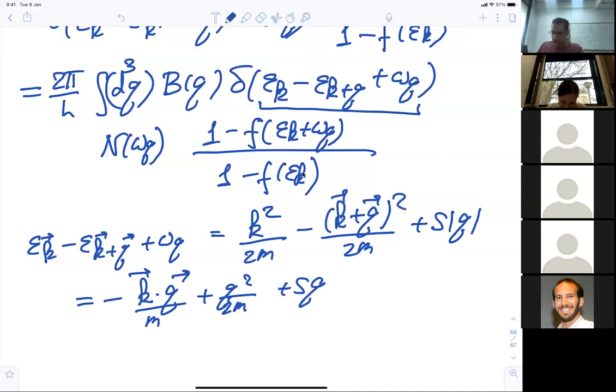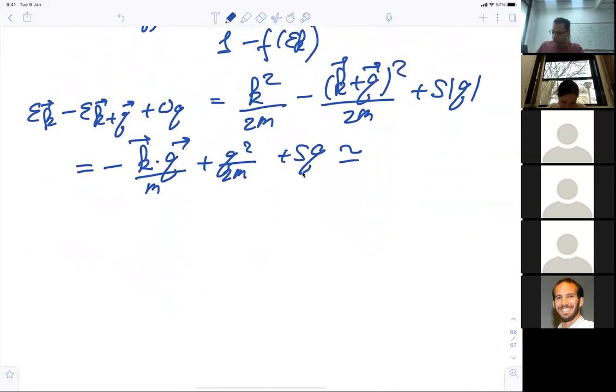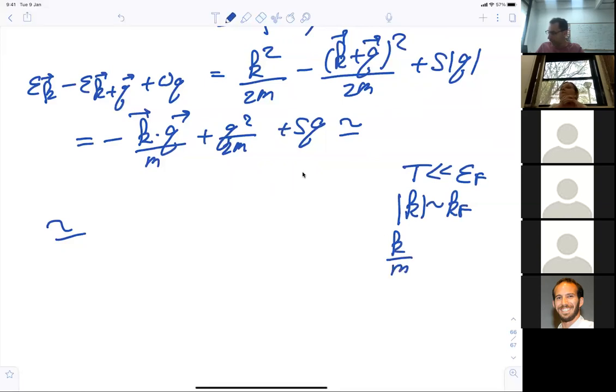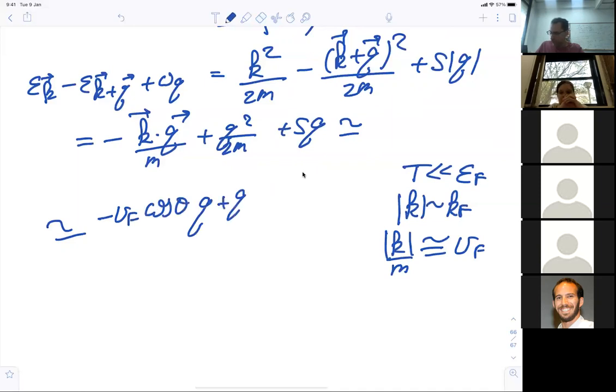This is approximately, now remember, temperature is much smaller than epsilon Fermi. So typical momentum will be of the order of k Fermi. Therefore, k over m absolute value is essentially V Fermi. So this is minus V Fermi cosine theta times q plus q squared over 2m plus sq.